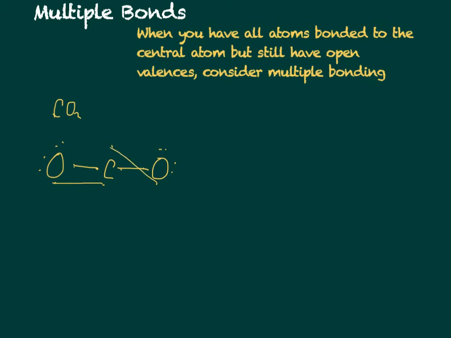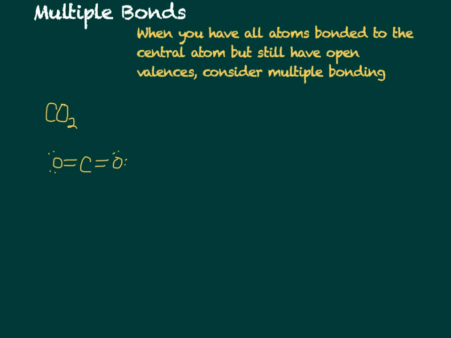This is really ugly, so we make sure that we redraw this one. And this is what we get when it's all nice and pretty. Carbon with 2 double bonds, 1 double bond to each oxygen. Now, go back and double check the valencies. There's 2, 4, 6, 8 around the carbon, and 2, 4, 6, 8 around each oxygen.